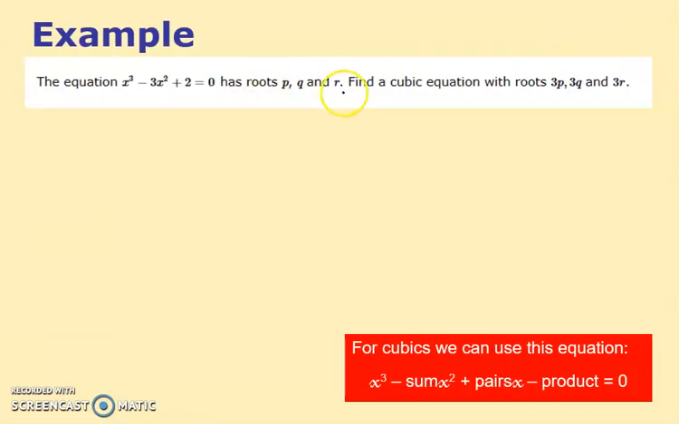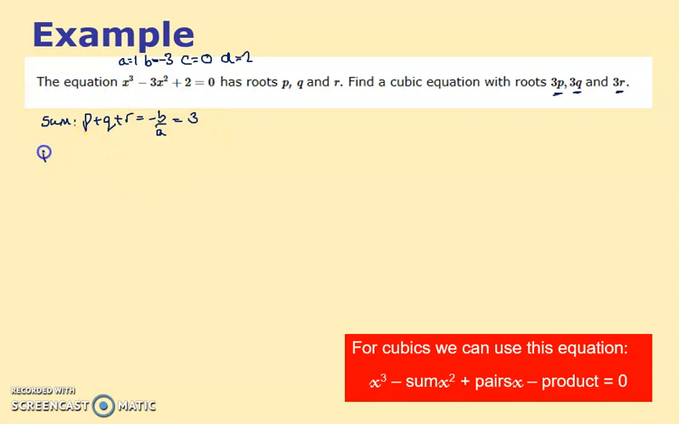Here's another example. So we've got p, q, r. This is a cubic this time. Notice I want 3p, 3q, 3r as the roots of a new cubic equation. Just do it the same way. Write down the sum, which is p plus q plus r. And, well, a is 1, b is minus 3, c, oh, be careful, there's no c, and d is 2. So this is minus b over a. So this is 3. It's nice that it's 1 there.